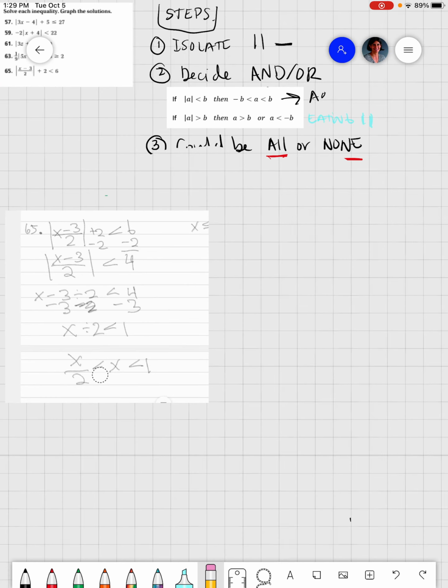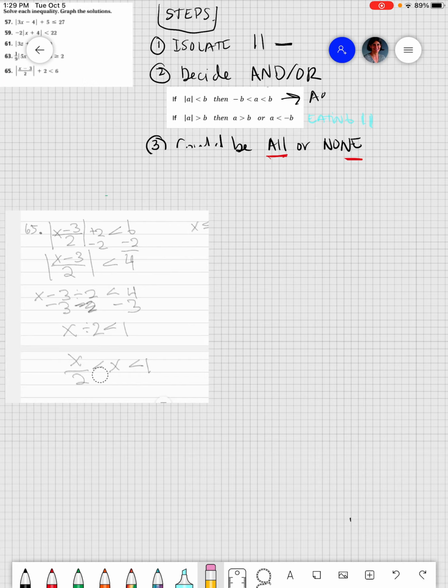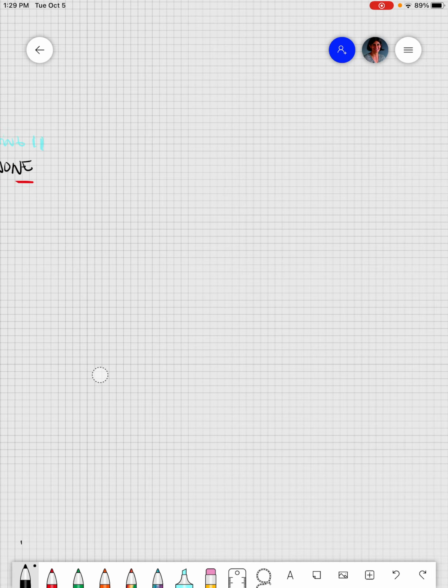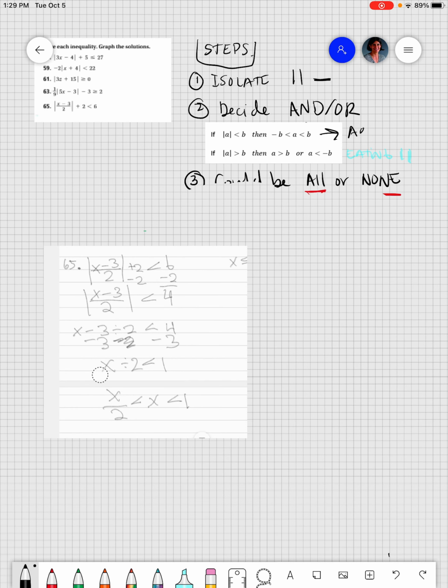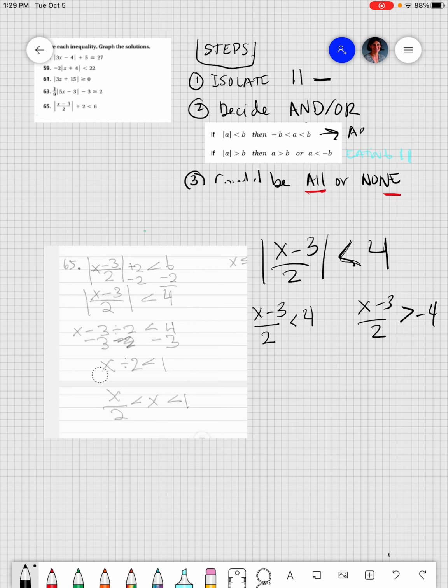Okay, so you did this here. You said add 2 to both sides, right? You were isolating the absolute value, and you had the absolute value of x minus 3 over 2 is less than or equal to 4. Now we need to decide, is it an and statement or an or statement? The absolute value is eating 4, it's and. So let's make the two equations. We have the one exactly as it is, just written without the absolute values, and I have to flip the sign over and make it negative 4.